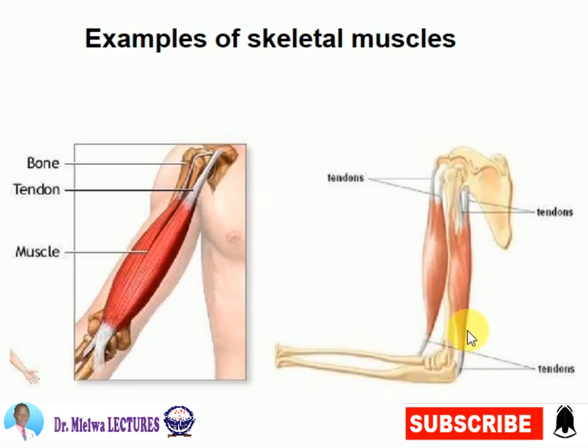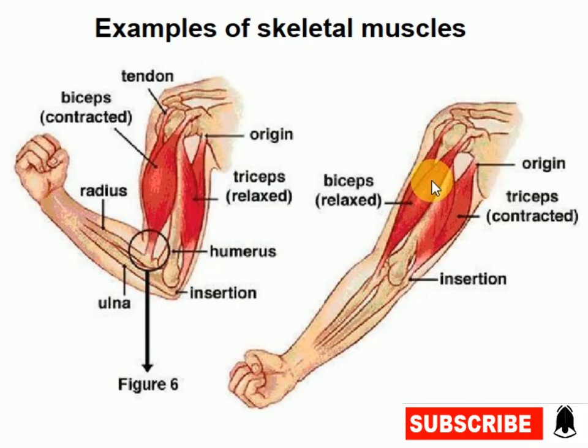So tunaenda kuona details za hivi vitu, lakini hivyo ndivyo ambavyo nitakiwa unajua kwa uchache. This muscle is called the triceps brachii, kwa sababu gani? Na three heads, 1, 2, 3 heads. This is because, so we shall see later on the nomenclature of muscles. And this is just the continuation of examples of muscles.